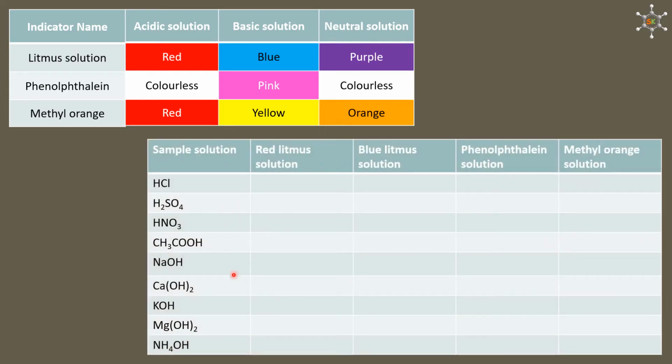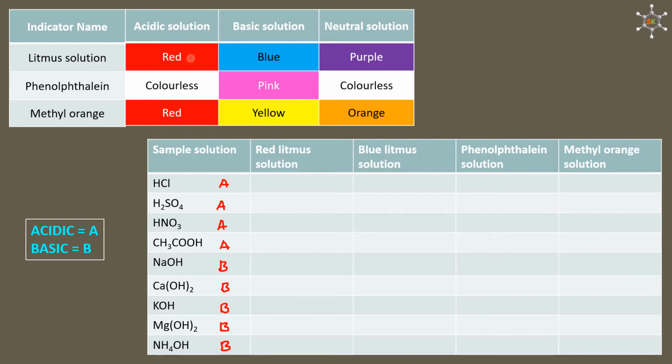These are the samples which we are supposed to test. Let us find out which one is acidic and which one is basic. First one is hydrochloric acid, acidic in nature, sulfuric acid, acidic in nature, nitric acid, acidic, acetic acid, acidic, sodium hydroxide is basic, calcium hydroxide is basic, potassium hydroxide is basic, magnesium hydroxide basic, and ammonium hydroxide basic.